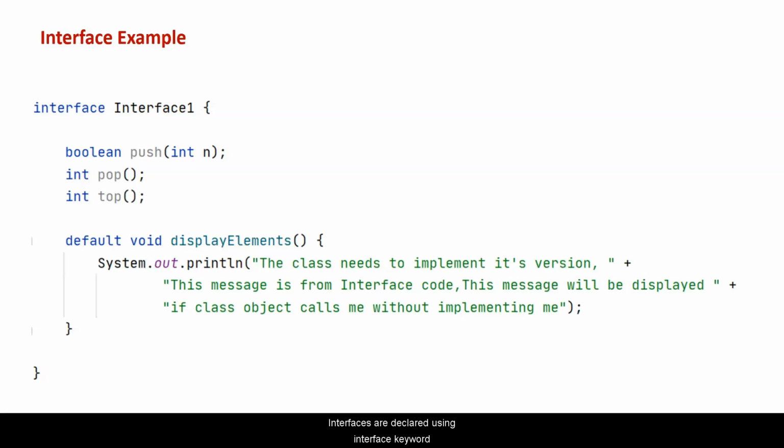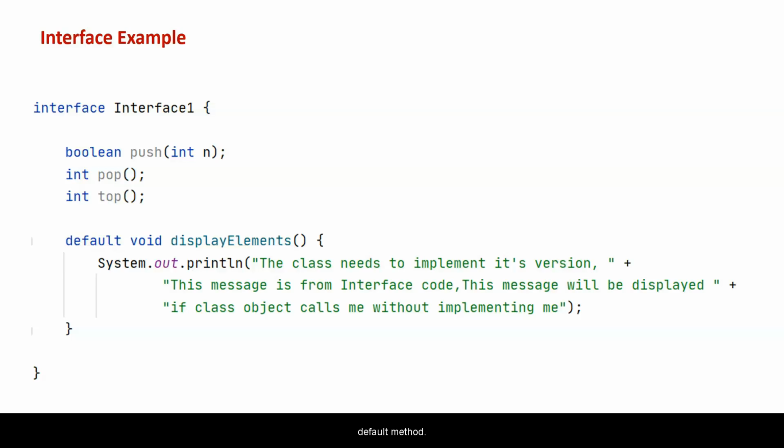Interfaces are declared using interface keyword and may only contain method signature and constant declarations as of all versions below Java 8. But since Java 8, Java added 4 more capabilities to interface, such as default methods, static methods, private methods, and private static methods. As you can see here, this is an example of an interface. In this example, there are 4 methods.